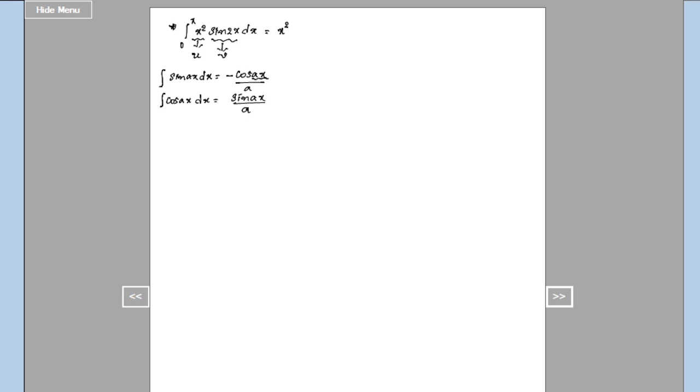So now let us integrate sine 2x. In place of a we have 2 here. So the integral of sine 2x is minus cos 2x divided by 2, minus the differentiation of u. What is u here? x square. Differentiation of x square is 2x, into the integral of minus cos 2x divided by 2.